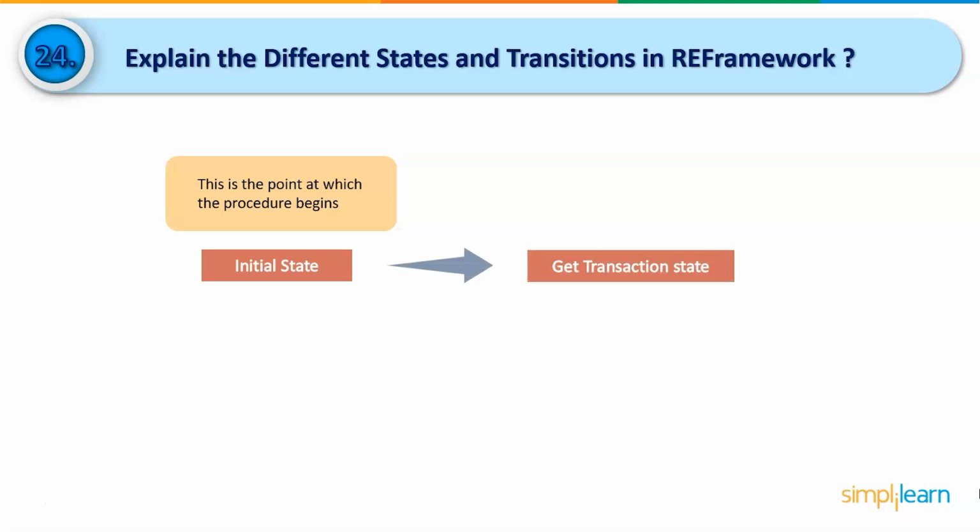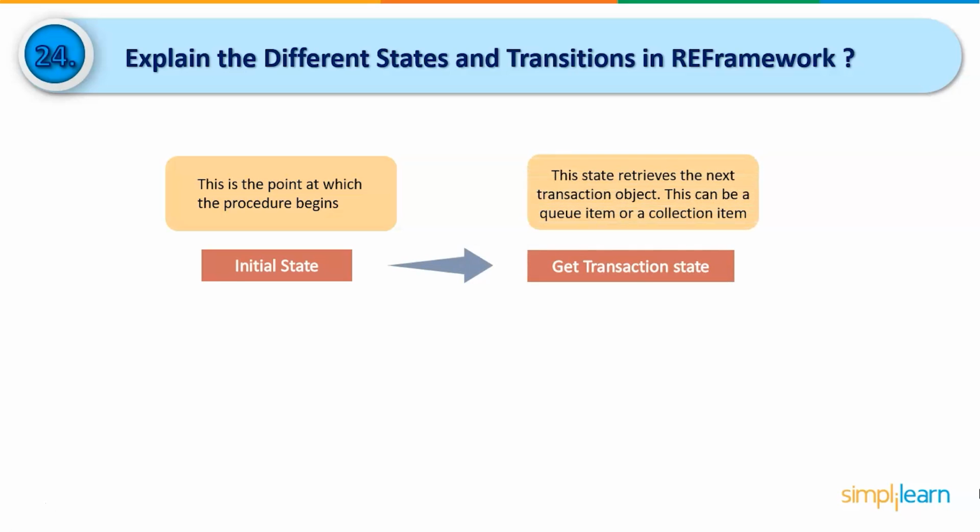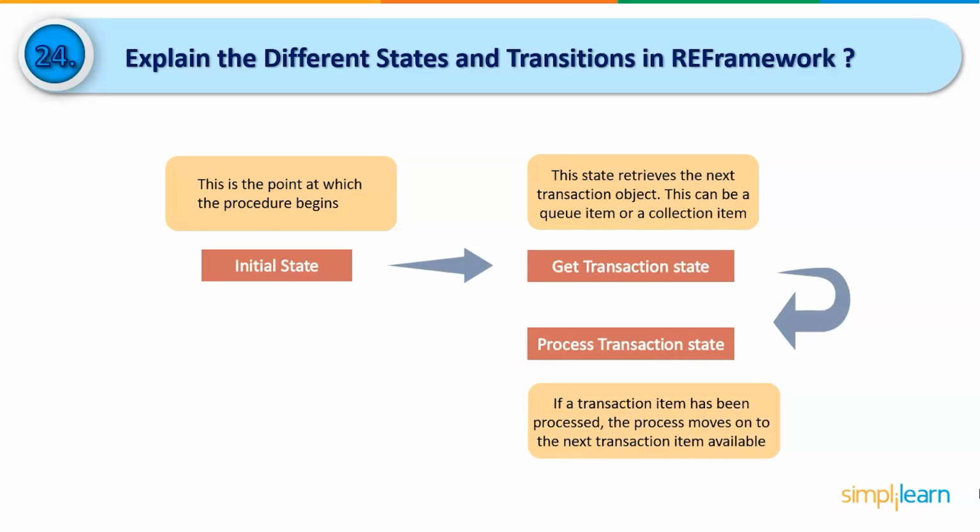Next, we have get transaction state. This state retrieves the next transaction object. This can be a queue item or a collection item. Transaction items are queue items by default, but this can be modified to meet your needs. This is also when the developer can set the condition to exit the state when there are no items to process. Process transaction state. For the transaction item obtained in the previous step, it performs actions and logic in various applications.